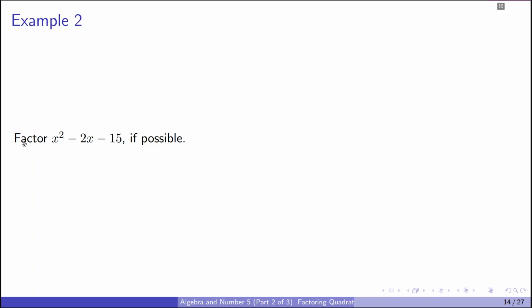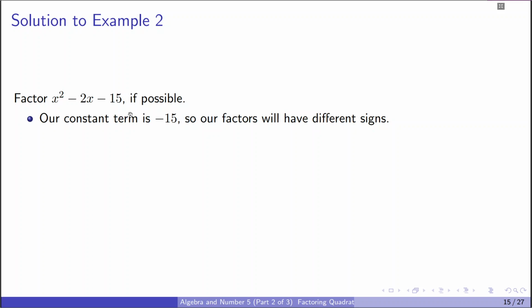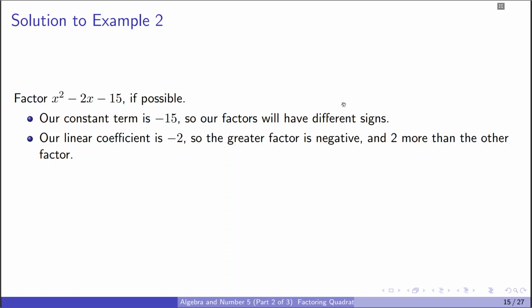Let's factor x squared minus 2x minus 15 if possible. Our constant term is negative 15. Because it's negative, our factors will have different signs. Our linear coefficient is negative 2. So the greater of these two factors is negative. Right? It's 2 more than the other factor.